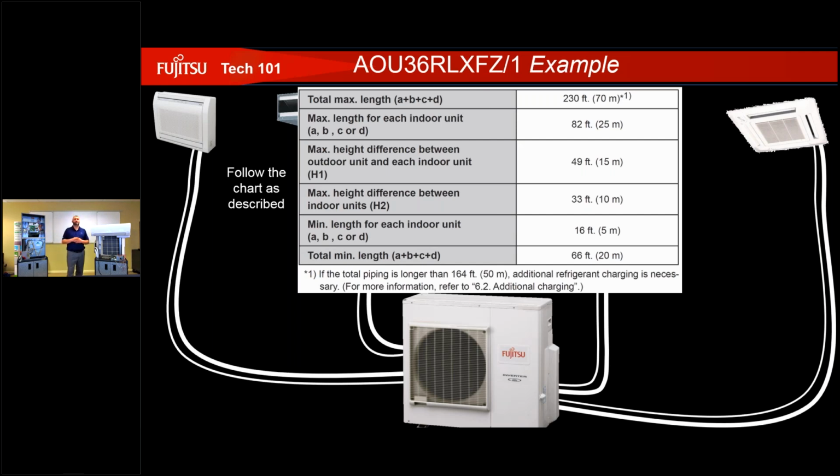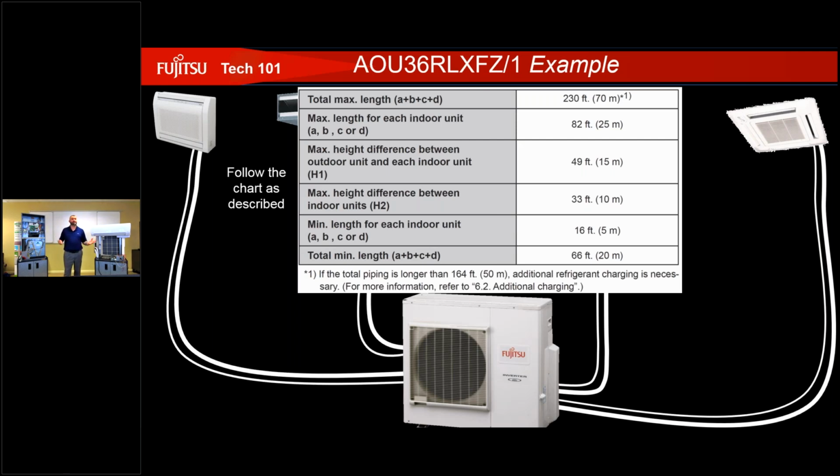Maximum line set for each indoor unit is going to be 82 feet. So we can't go over 82 feet on a single unit. Maximum height differential between outdoor unit and each indoor unit is going to be 49 feet. Maximum height differential between indoor units is 33 feet. So we can't go above 33 feet from indoor unit to indoor unit. Then we have a minimum length for each indoor unit, which is going to be 16 feet.